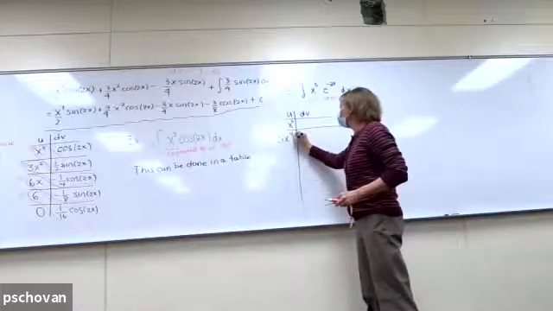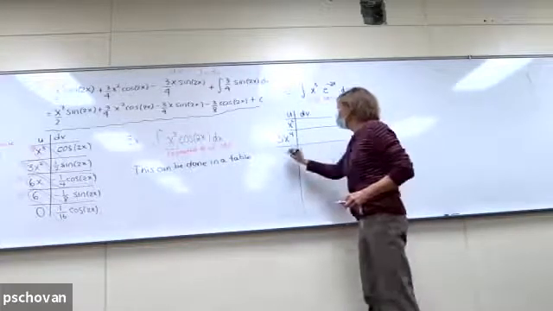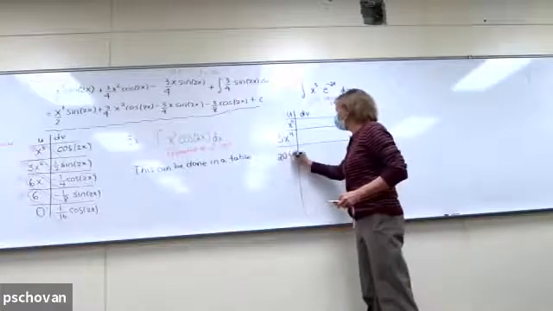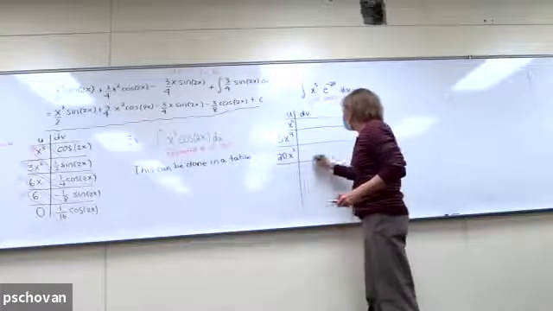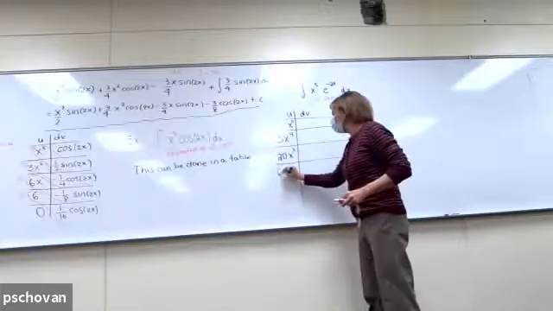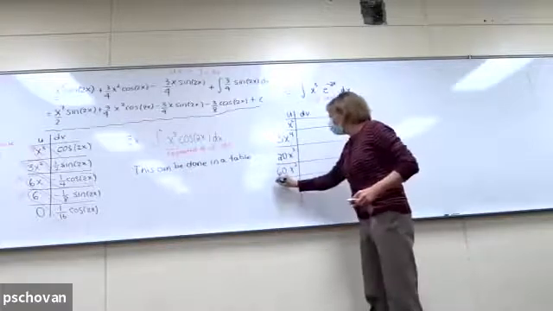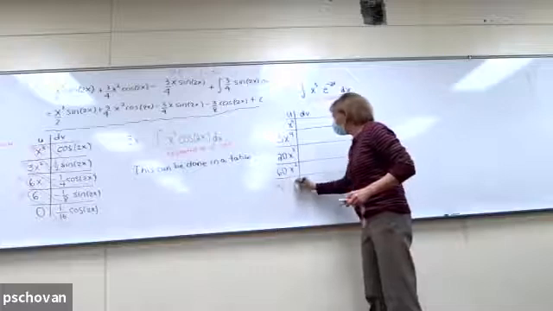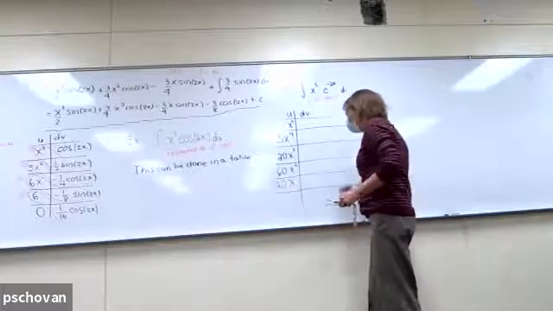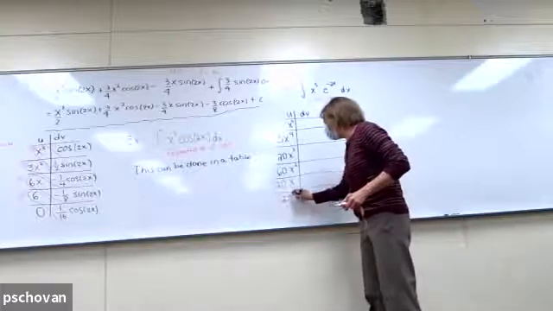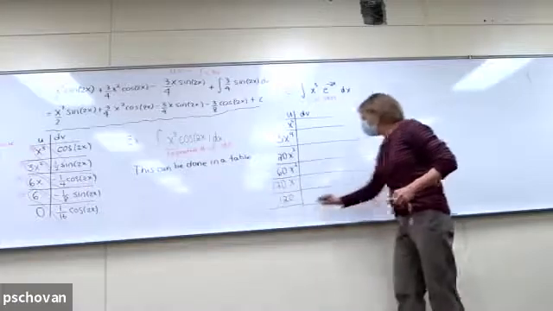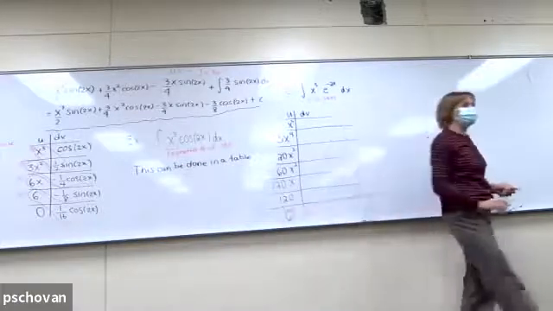5x to the 4th as your second line. 20x cubed. 60x squared. 120x. 2 more rows. The next one's 120. And then you're going to need the last row to have the 0 in it.